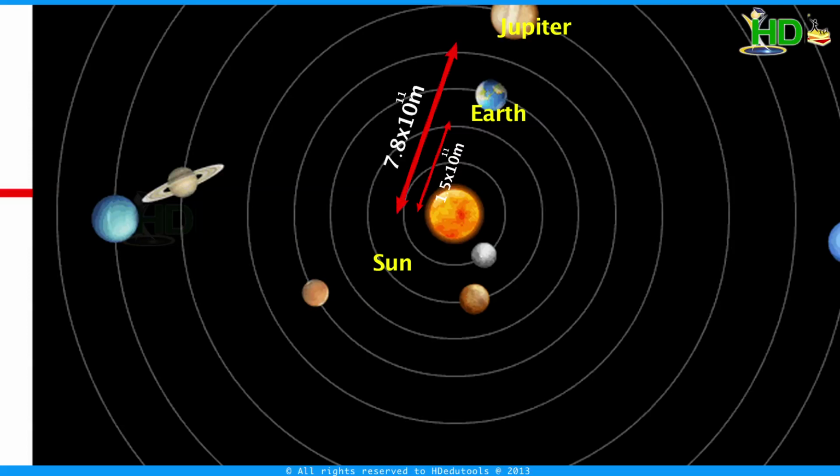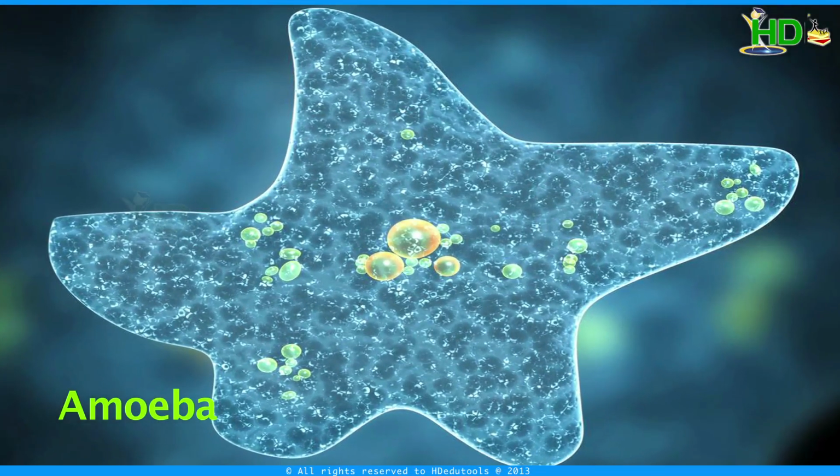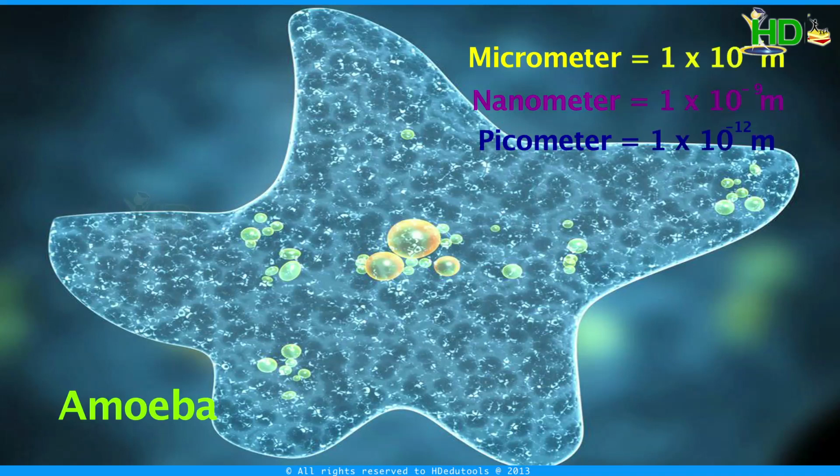Similarly, to represent small quantities like the size of an amoeba, which is in the order of micrometer, nanometer, picometers, to represent these quantities also we require exponents.